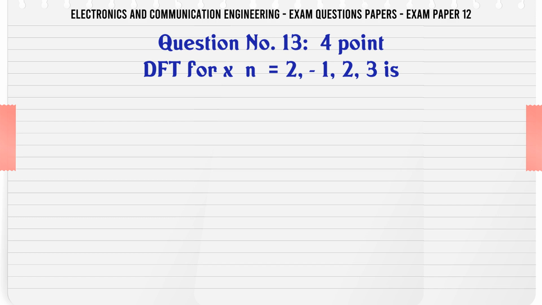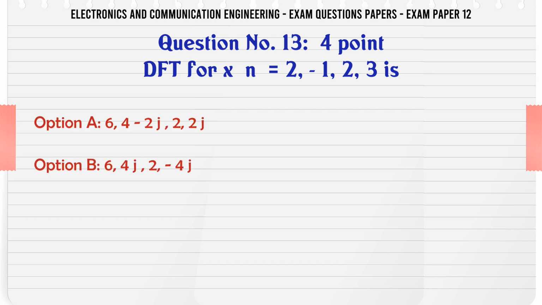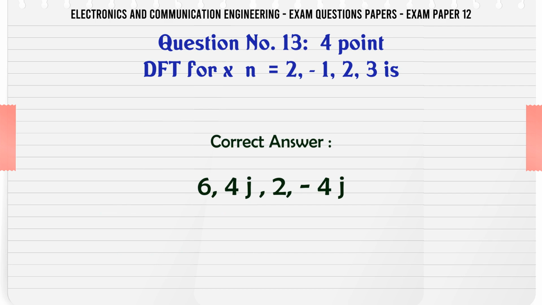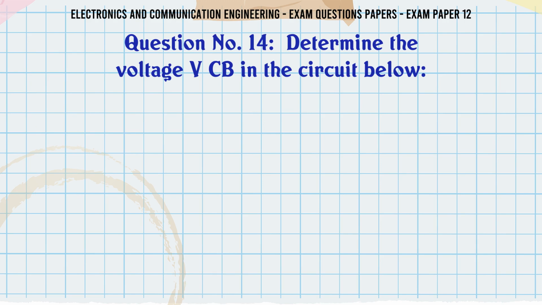4. DFT for XN2123 is A642J22J, B64J24J, C613J44J42, D62J42J22J. The correct answer is 64J24J.